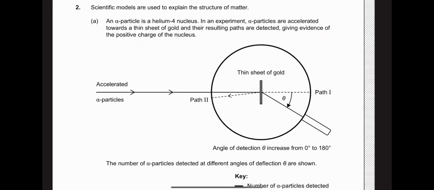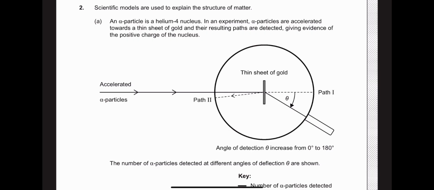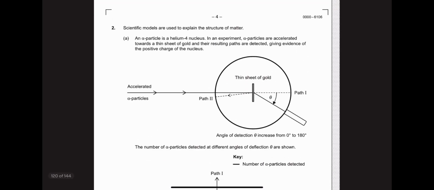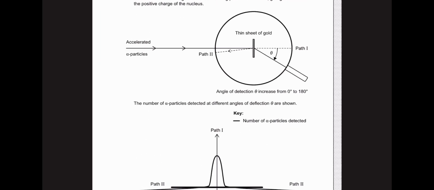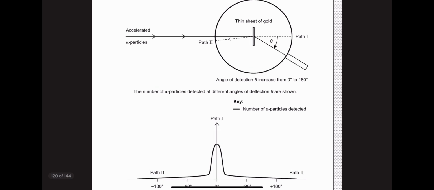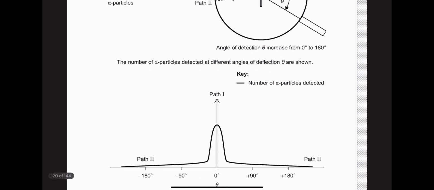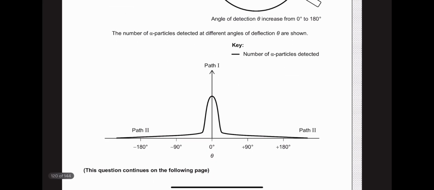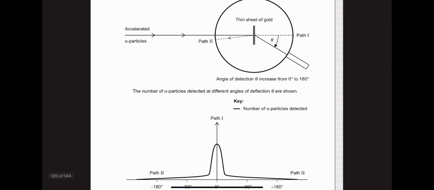Scientific model used to explain the structure of matter. An alpha particle is a helium-4 nucleus. In an experiment, alpha particles are accelerated towards a thin sheet of gold, and the resulting paths are detected, giving evidence of the positive charge of the nucleus. This is the Rutherford experiment. The number of alpha particles detected at different angles of deflection theta are shown below. So these are the different angles of deflection, and the number of particles.